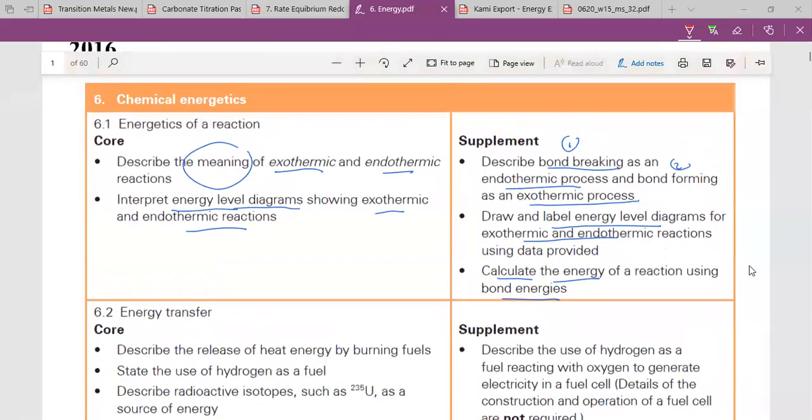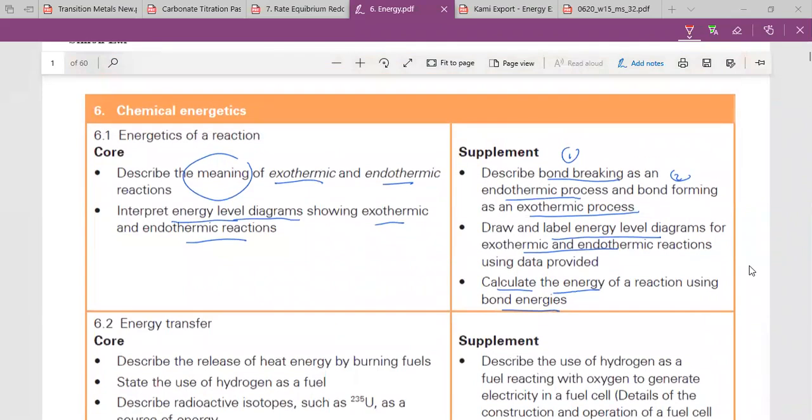Hi guys, today we are going to do a recording on energy for your IGCSE Form 4. It's on chemical energetics. And the first thing, of course, we talk about energy.